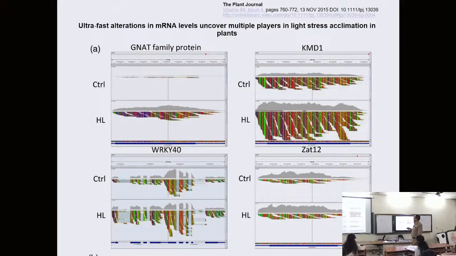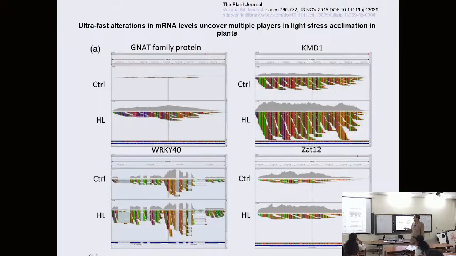Here is an example from a paper that we published in 2015. You can see the reads that were mapped onto different genes, shown in colors. This is a GNAT family protein, and in the control there are fewer reads mapping onto this gene. On the other hand, here the plant was subjected to high light stress. Many transcripts were generated compared to control. You can see so many transcripts whose reads mapped onto the gene. So is it upregulated or downregulated? Upregulated, right? Because relative to the control, many more transcripts got generated, represented by the short reads that mapped onto the gene.